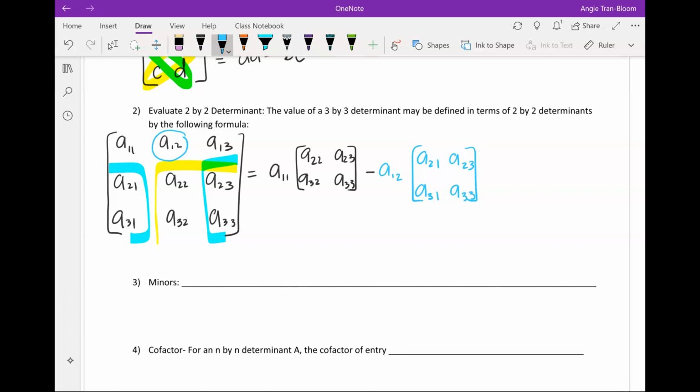So first entry multiplied by the determinant of a 2 by 2, minus second entry multiplied by the determinant of another 2 by 2. Then the third one will be addition. Add your third entry, which is, guess what? A13. And you're going to multiply by the determinant of this one over here. Can you guys see the pattern? And so that determinant is A21, A22, A31, and A32. We'll use those right there to define minors and cofactors on 3 and 4.